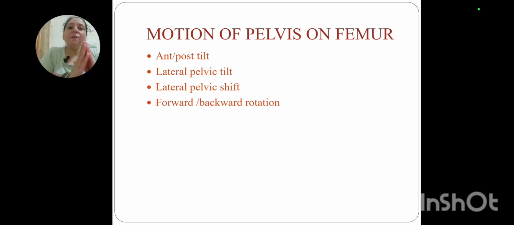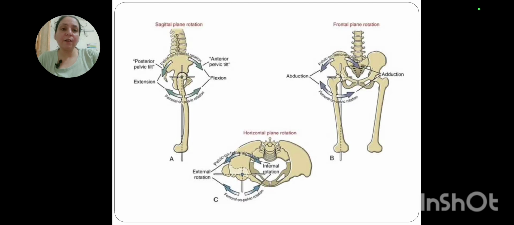Fine. Now the second motion, this was the motion of femur on pelvis. That means how the femur is moving when we are walking. That is, the pelvis is stable and the femur is moving, that is, the distal part is moving. Now we are seeing when the pelvis is moving and the distal part is stable, that is in a condition like standing. So there are some tilts which happen at the level of the pelvis, called anterior and posterior tilt, lateral pelvic shift, and forward and backward rotation. Some part of it we have already studied in the biomechanics of gait, but we will try to see it in detail over here. Fine.